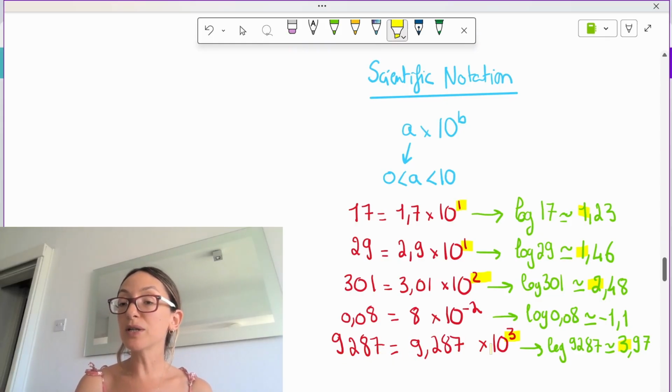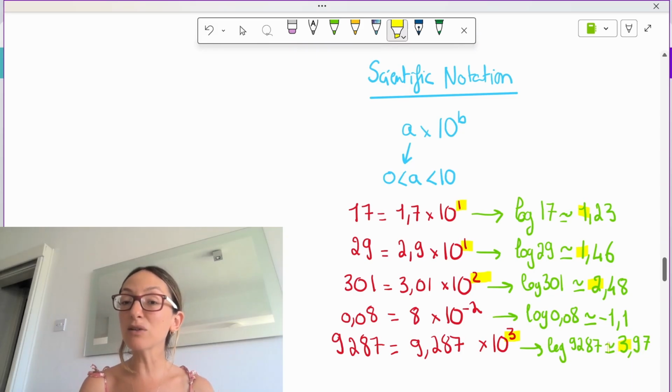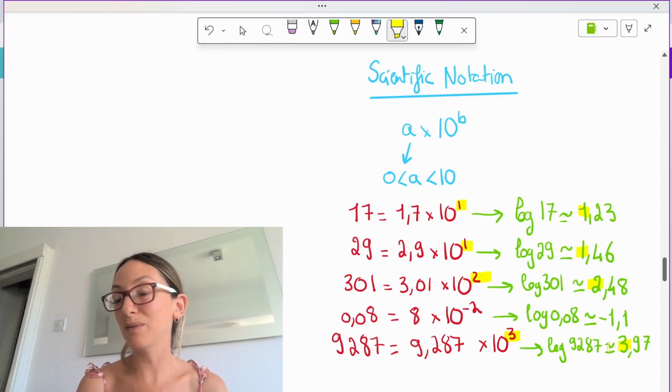Now let's look at the last number, 9,287. So this number is of order 10 to the power of 3. However, 9.28 is also very close to 10. And so this becomes clear in the logarithm. The logarithm is approximately equal to 3.9, which can be rounded up to 4. So this is saying that 9,287 is approximately of order 10 to the power of 4.